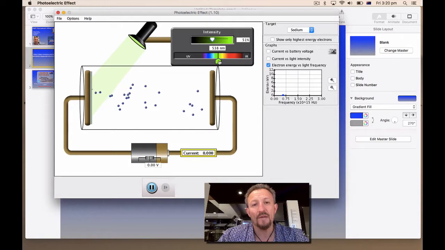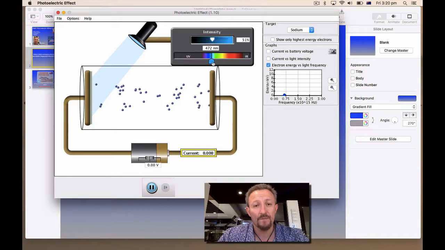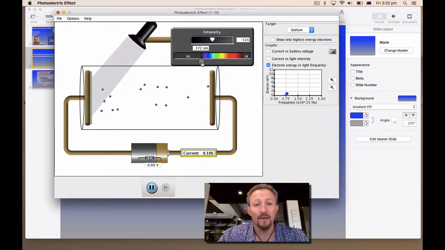Now look what happens when I decrease the wavelength of my light. You'll notice that the electrons begin to start getting faster. And as they start moving faster, they're getting more kinetic energy. And look what's happening down the bottom here. I'm actually generating a photocurrent. A photocurrent is being generated at 466 nanometers. If I go further, you can see that the photocurrent is getting bigger and bigger.